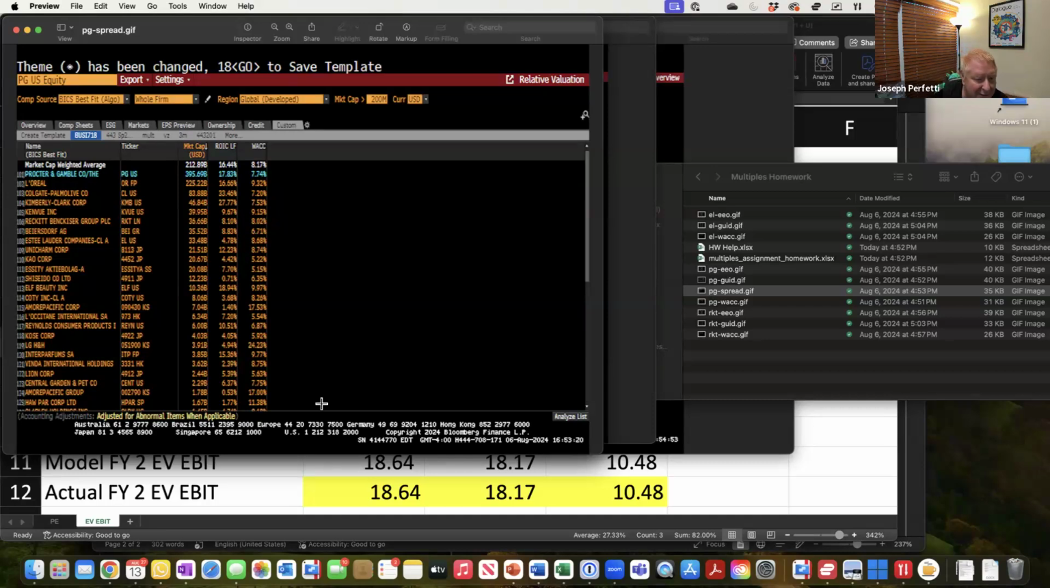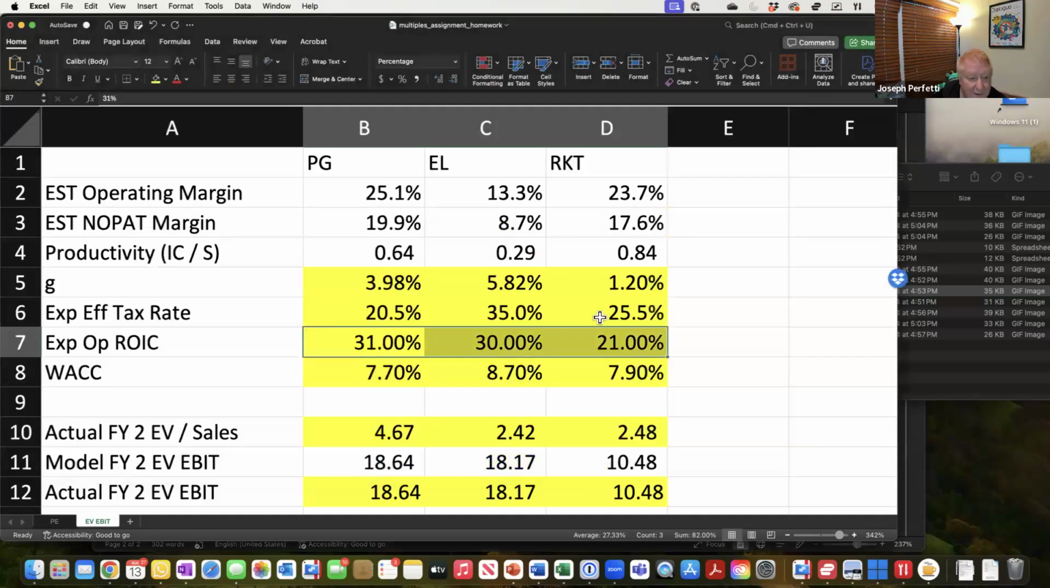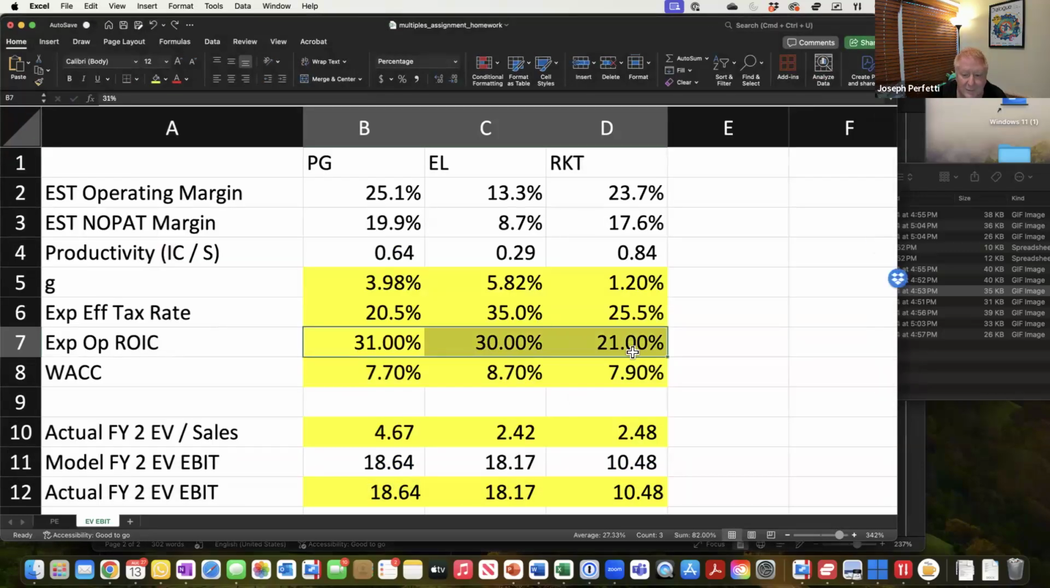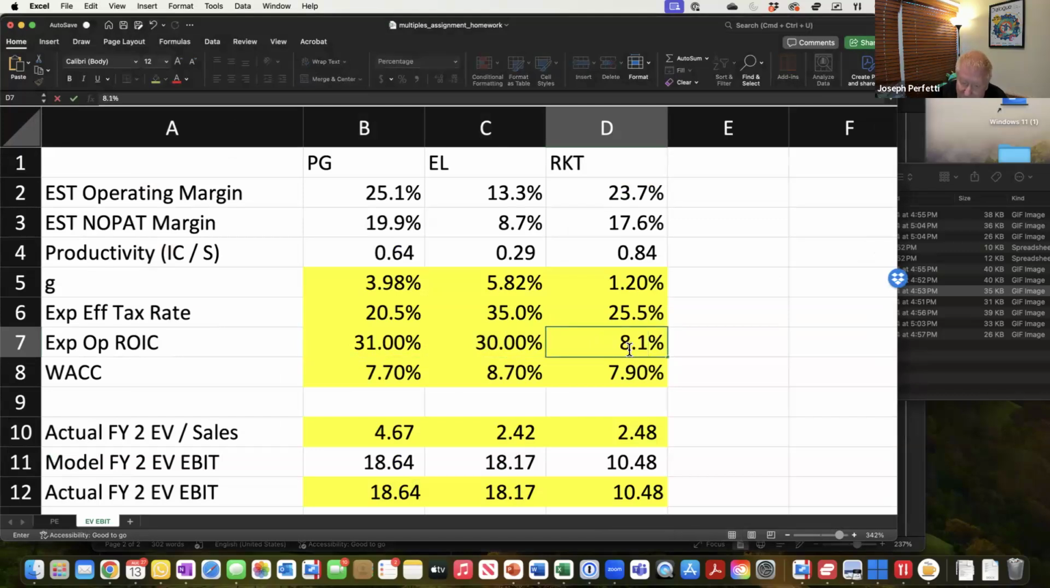Like if I put in 8.1, what kind of G, I mean, even if I put in like 10%, which is higher than the WACC, which you can't do, it's going to be hard to get to that EV to EBIT multiple. And I've already broken the idea of a perpetuity because my G is higher than 10%. Because that's the whole point.